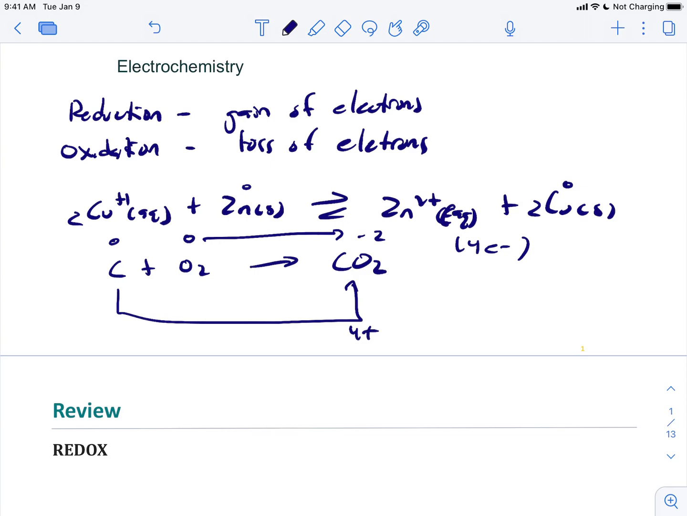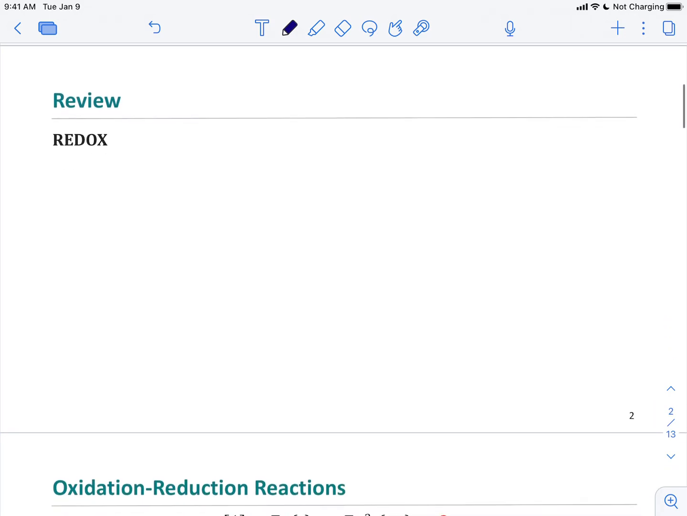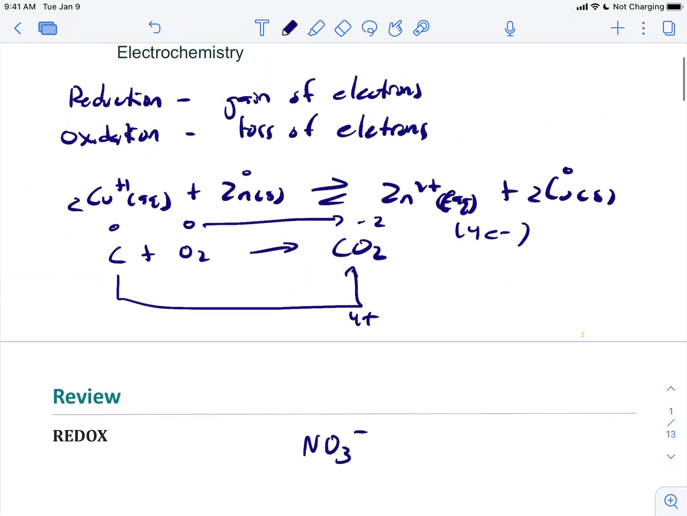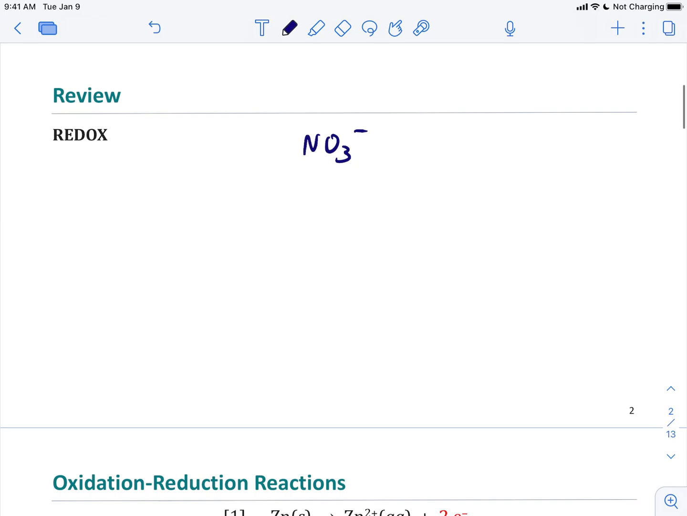We're using that to figure out how many electrons are being transferred, what's being oxidized, what's being reduced. So you have to go back and learn your oxidation numbers. And the way we did this, we did things like this. This is nitrate. What's the oxidation state? That's kind of like the theoretical charge. That's what we've been doing here, this oxidation number, the oxidation state on nitrogen.